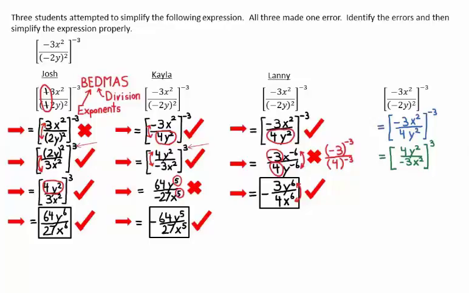Instead of negative 3x squared over 4y squared, it's 4y squared over negative 3x squared. 4 raised to the 3 is 64, and y squared raised to the 3 is y to the 6. Note you have to multiply the exponents. Negative 3 raised to the 3 is negative 27, and x squared to the 3 is x to the 6. And finally, simply put the negative outside. We have negative 64 y to the 6 over 27 x to the 6.